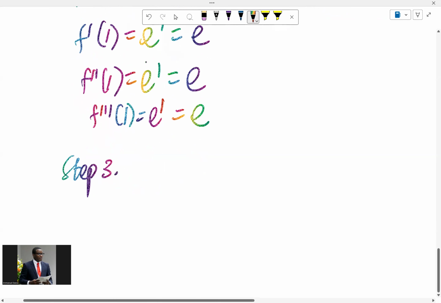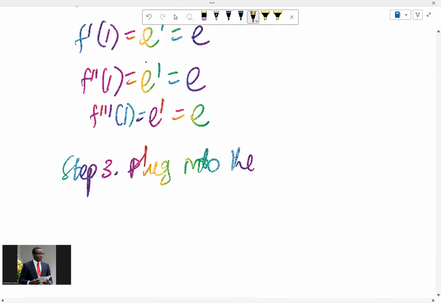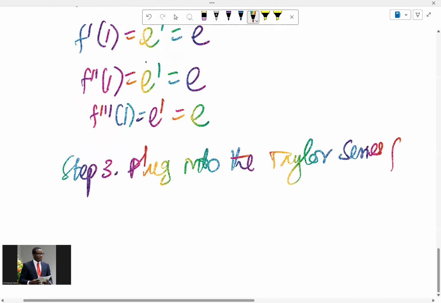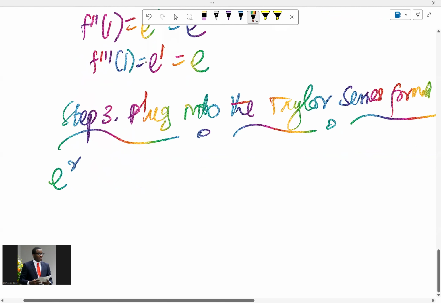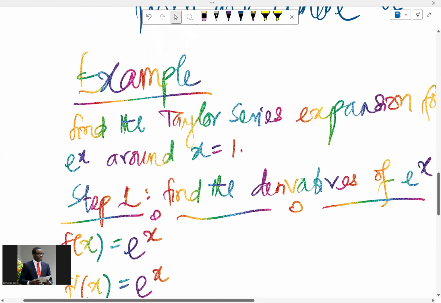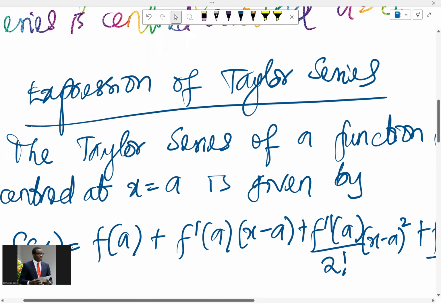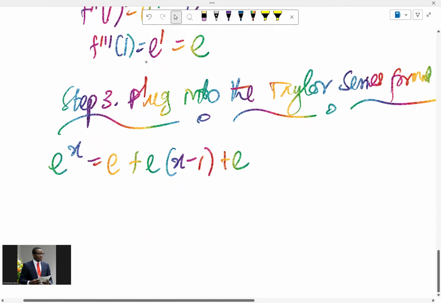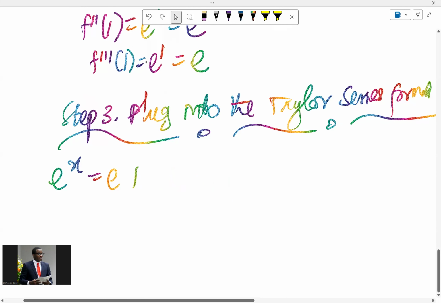Step 3 is to plug into the Taylor series formula. So if you plug that into the Taylor series formula, then you see that e raised to power x is actually e plus e into x minus 1 plus e. Should I really write that again? I think I should write that for the sake of emphasis.